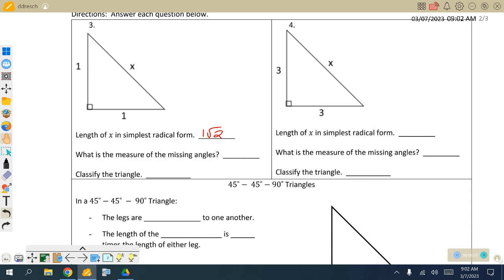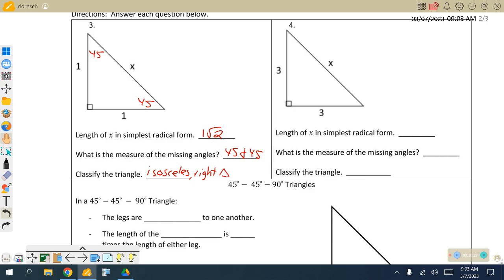Now, the two missing angles. We've talked about this triangle from first semester. What would you get for the two missing angles? 45 and 45. Okay, classify that triangle. Yes, it's a right triangle, but keep going. It's not just a right, it is an isosceles right triangle.